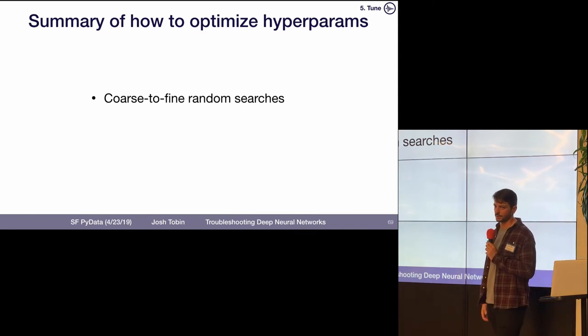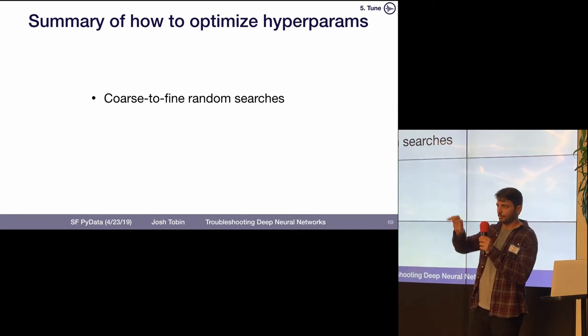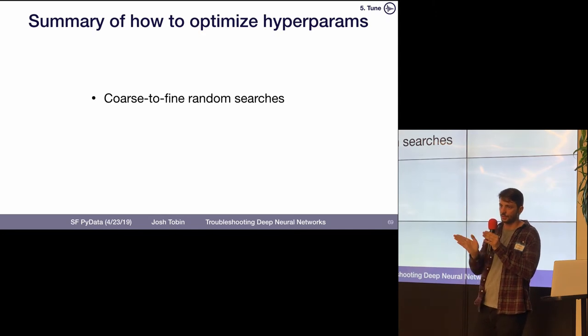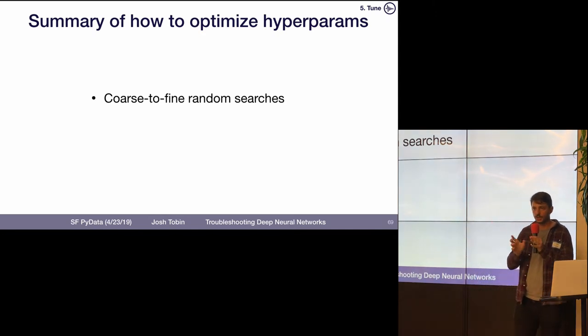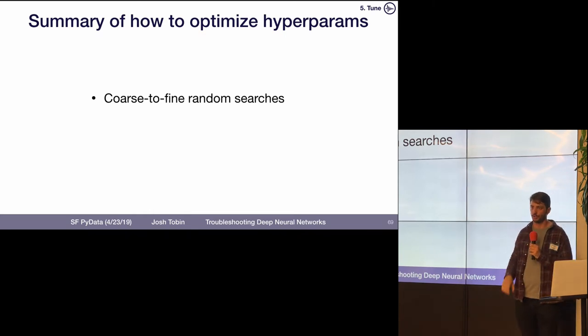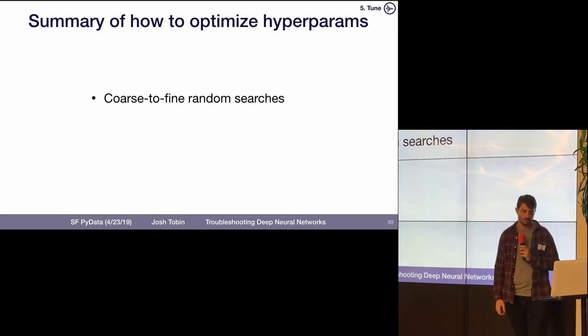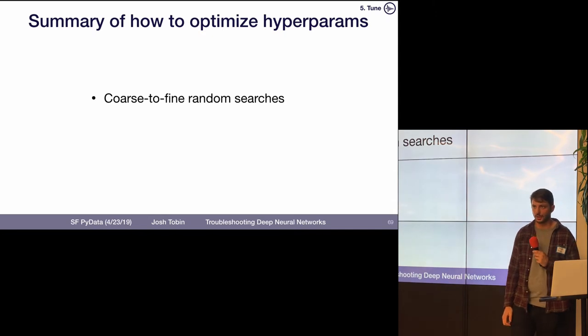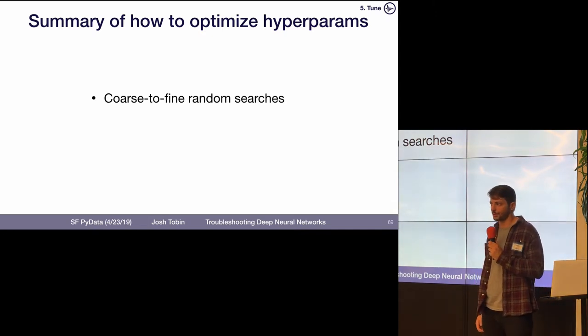And so the way this works is, instead of taking grid points on some two-dimensional grid for two hyperparameters, instead you take the range of allowable hyperparameters and you sample uniformly from within that range. And so that's a random search. And then what's slightly better than that is a coarse-to-fine random search.